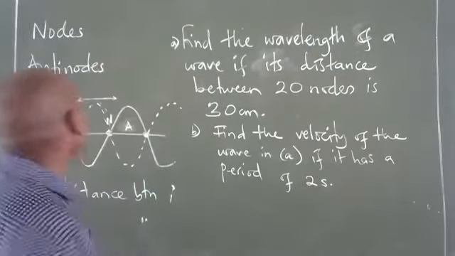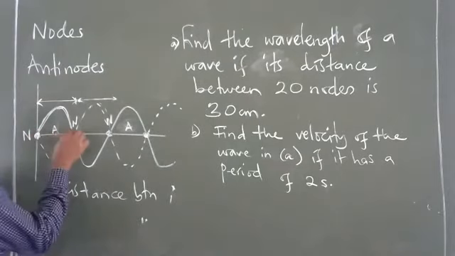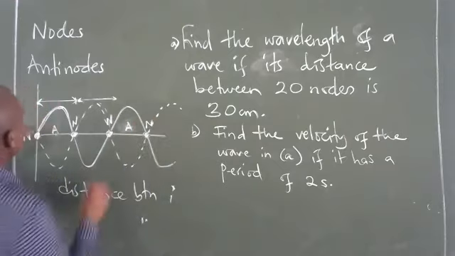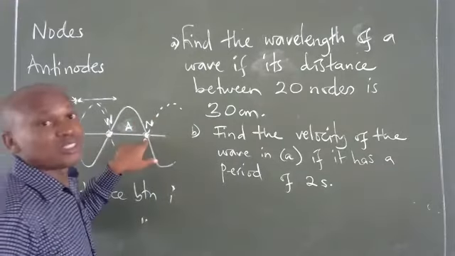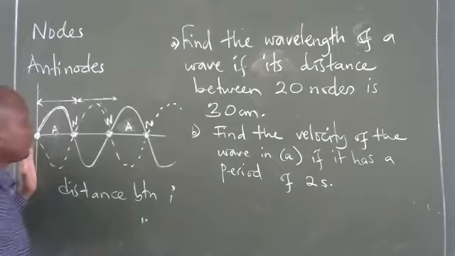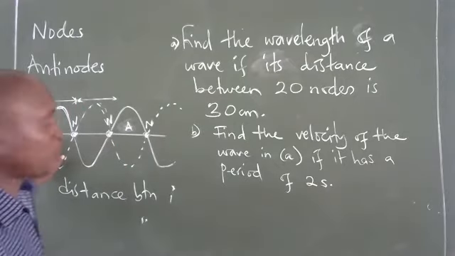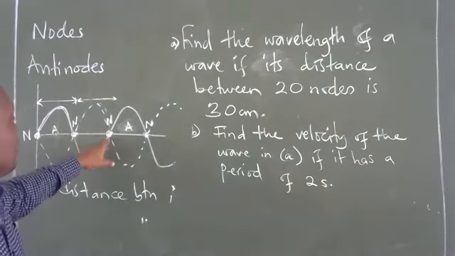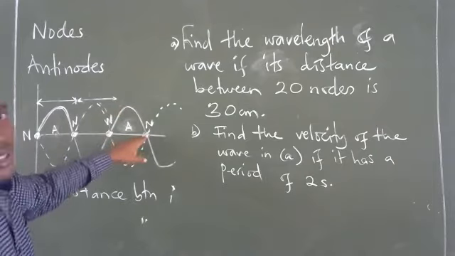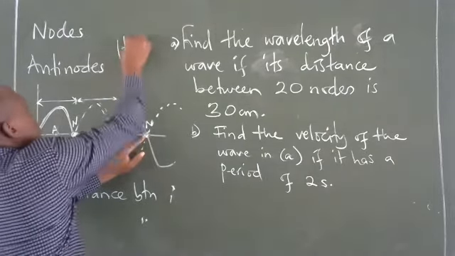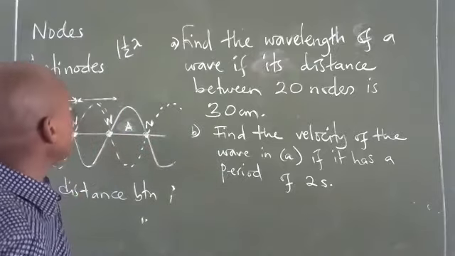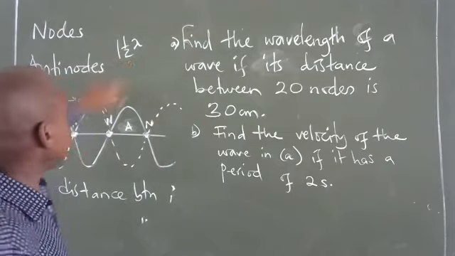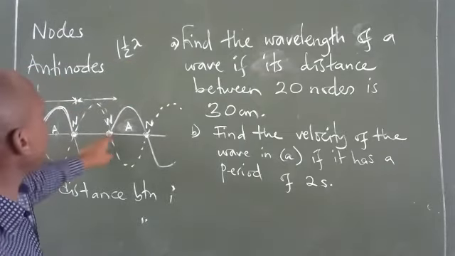Because maybe you have forgotten: first node, second node, third node, and fourth node. So these are 4 nodes. If they ask us for the wavelength, how many wavelengths are here in these 4 nodes? I'll start from here, this is 1, 1.5. So we have 1.5 wavelength. And if they had given me the distance here, I would have divided that distance by 1.5.